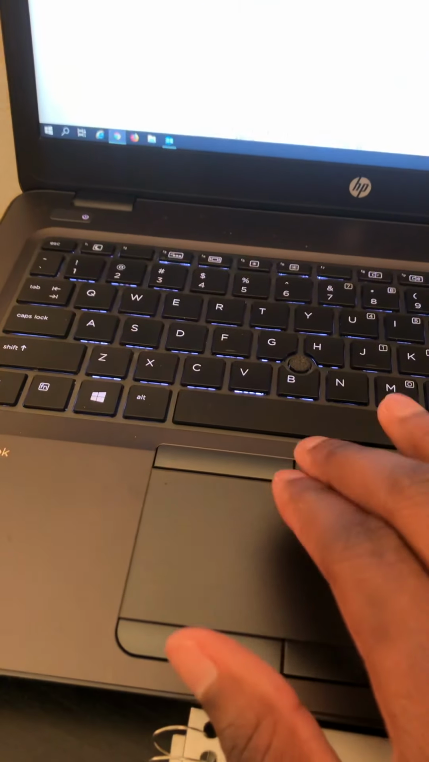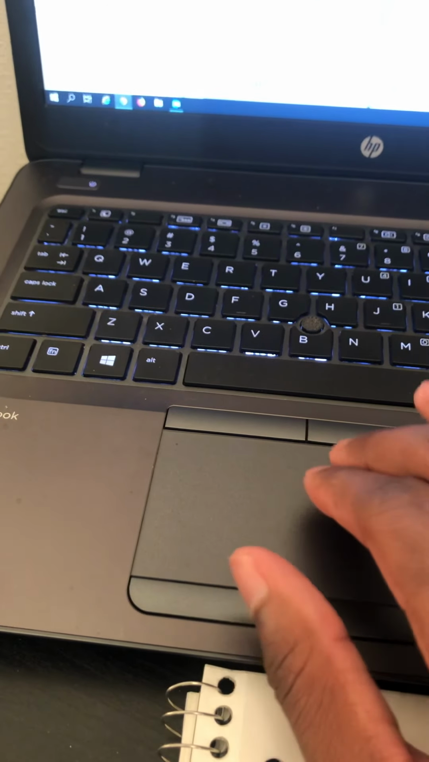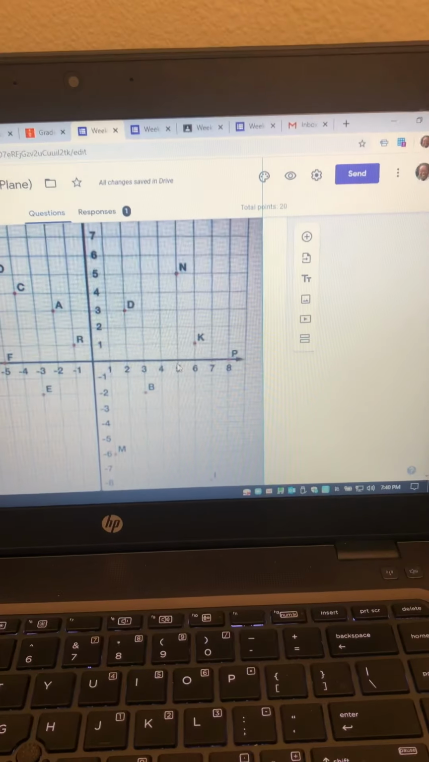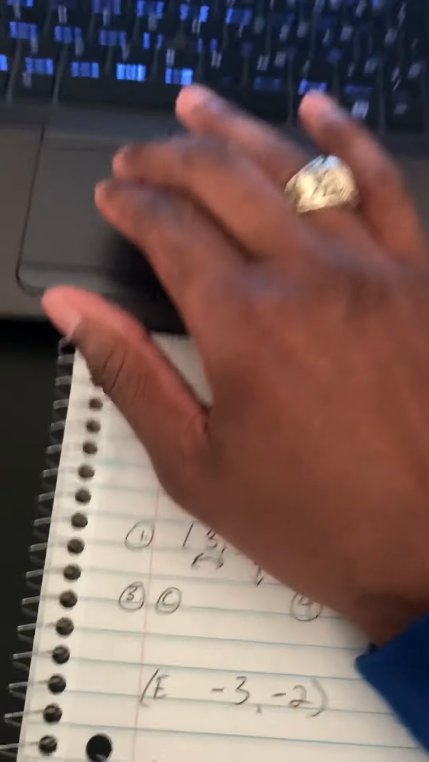All right, and then number 12 is N, so the ordered pair for N. So we're gonna go over 5, and then 5. So it's (5, 5). So N is (5, 5). All right, that's it for that part. Good job.